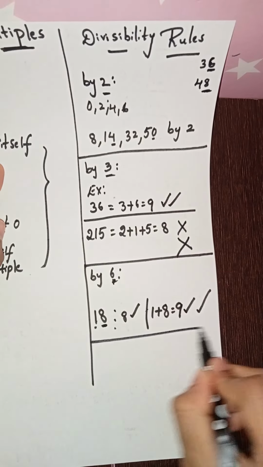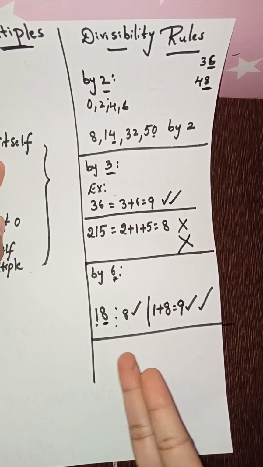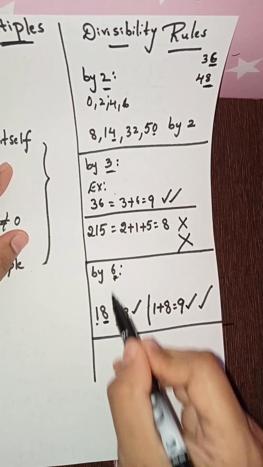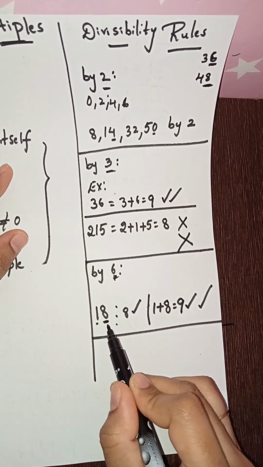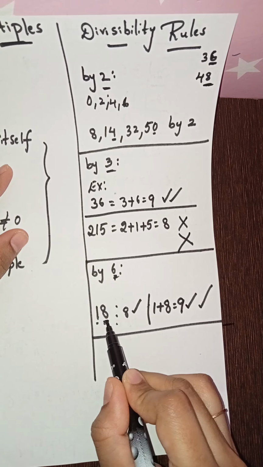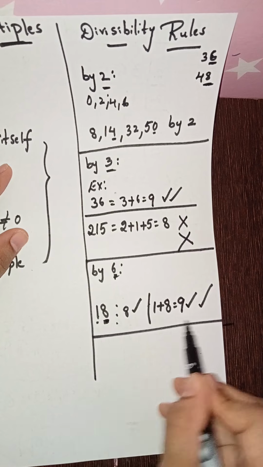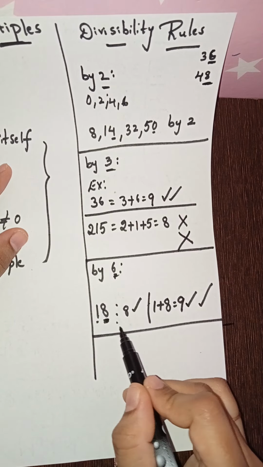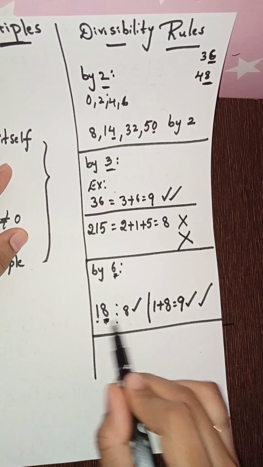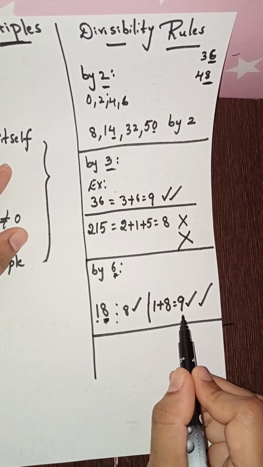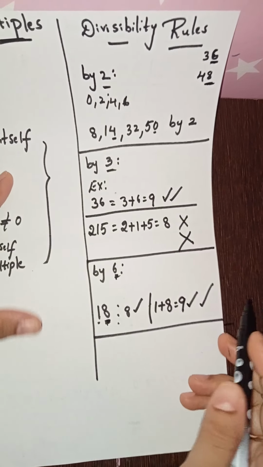In the other example, you need to remember the 2 steps. A number will be divisible by 6 if its one's digit is an even number, and the sum of its digits is divisible by 3. It is divisible by 2 because it is an even number, and the sum of its digits is divisible by 3. Yes, it is divisible by 6.